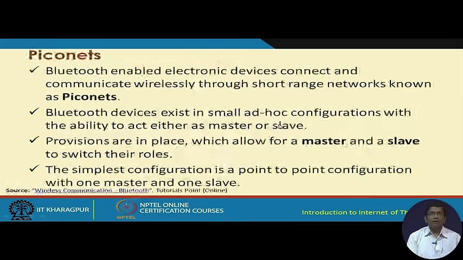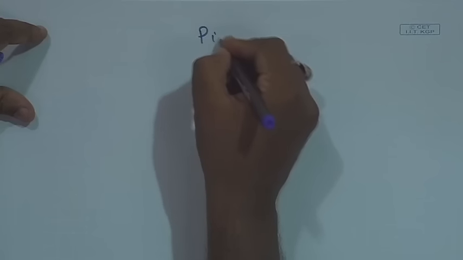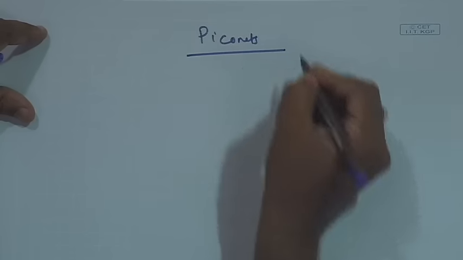Now, a very important concept I am going to explain, which is very much important in order to understand Bluetooth, is known as the concept of piconets. A piconet is a unit form of network in Bluetooth. What does it mean? Let us look at this particular example. We have to understand how piconets work.